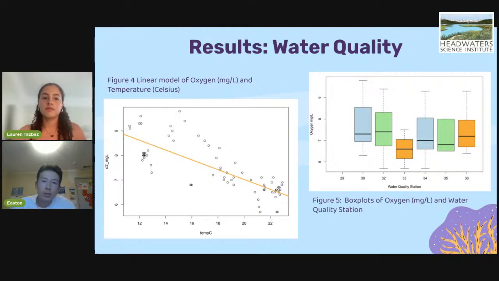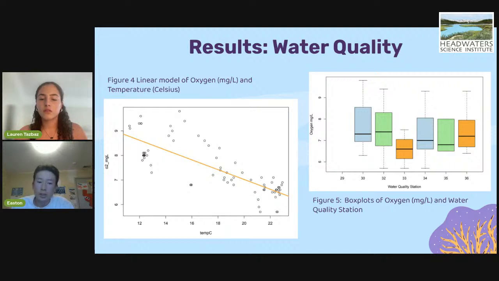So here are our results for the water quality. As you can see, figure 4 shows the relationship between oxygen concentrations and temperature. There is a significant negative relationship between water temperature and dissolved oxygen levels. Lower oxygen levels can lead to hypoxia, decreasing native mollusk populations.